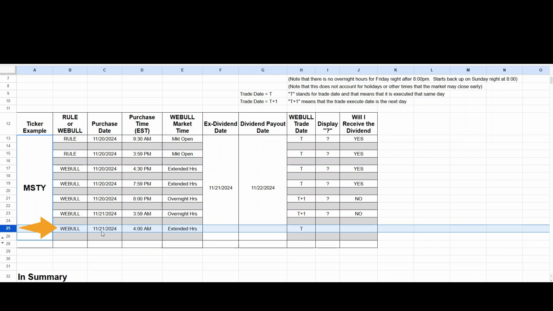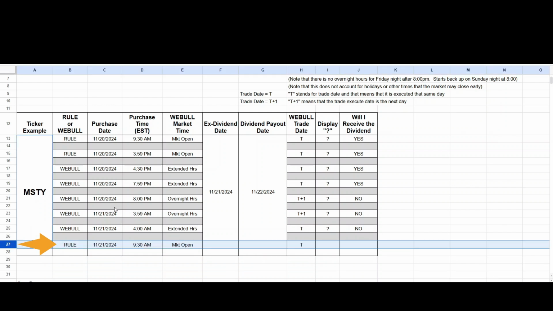We purchased it on the 21st at 4 a.m. in the morning, right? Market has not opened. And the date is the 21st of November. The X date is the 21st of November. Even though we purchased before market open, will we receive that dividend? No, we will not. We must own those shares before the X date.